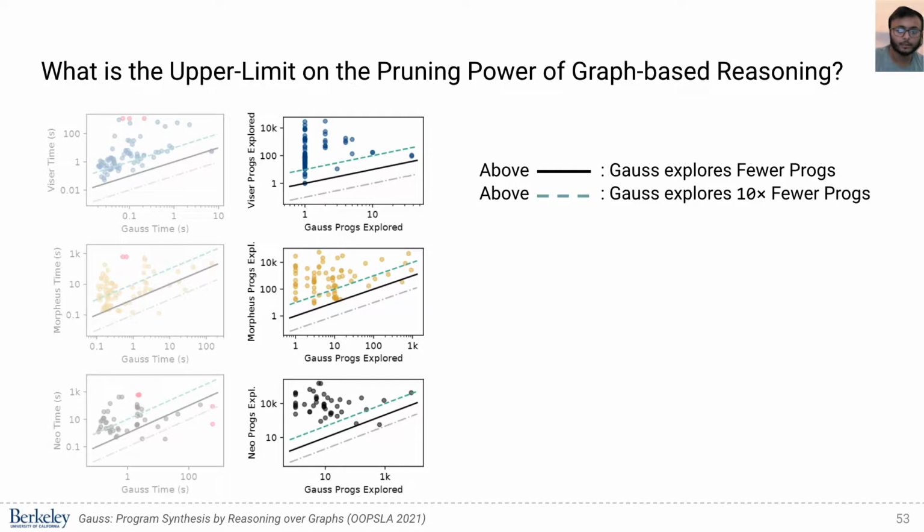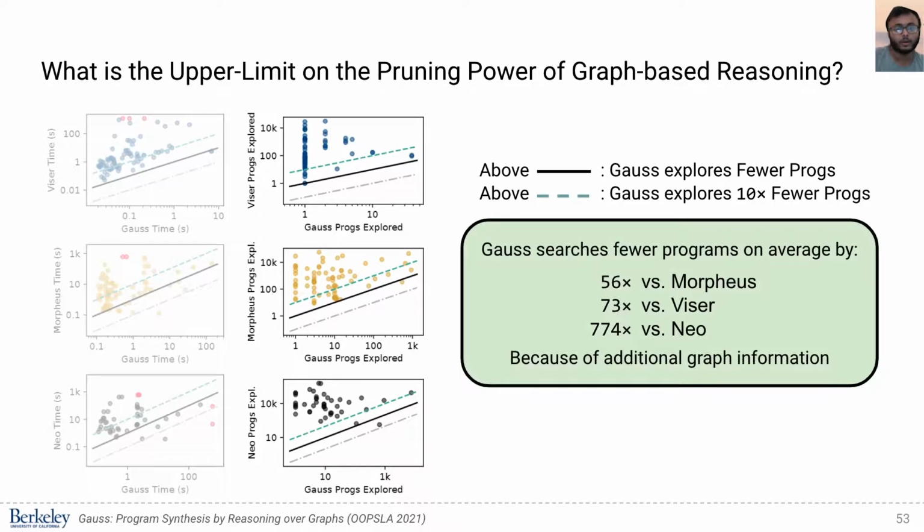Next, we look at the number of programs explored before arriving at the solution. The graphs are the same as before, only they represent the number of programs explored instead of time. A lot of the dots are above the green line, indicating that Gauss explores more than an order of magnitude fewer programs than the tools being compared against. On average, we find that Gauss explores more than 2 orders of magnitude fewer programs than the other tools, thus indicating the pruning power of Gauss based on the additional graph information.